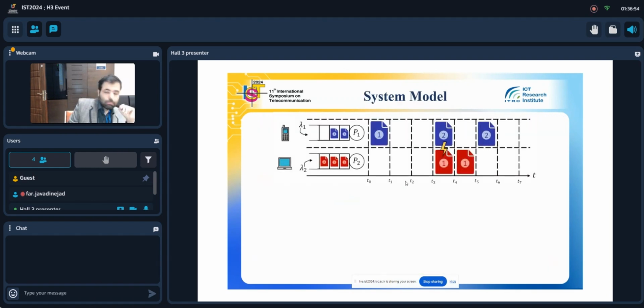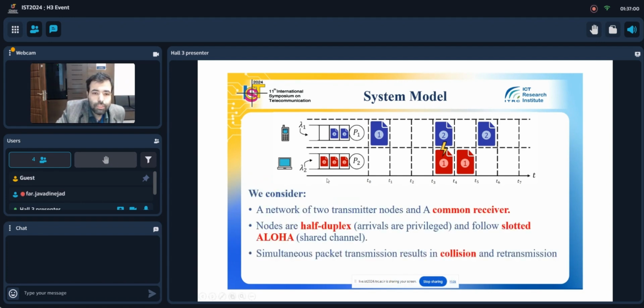So our system model looks like this. We consider a network of two different nodes that are transmitters, and we consider a common receiver. These two nodes are half-duplex nodes, which basically means that they can either send or receive data, but they can't do it simultaneously. Also, these two nodes follow the slotted ALOHA protocol. So there is a shared channel, and both of these nodes are competing to send on that shared channel. And whenever they send simultaneously, there's going to be a collision, and we must retransmit those packets.